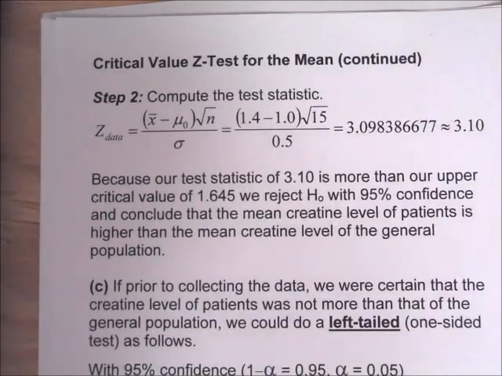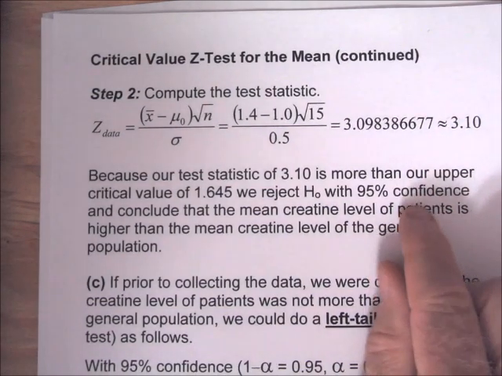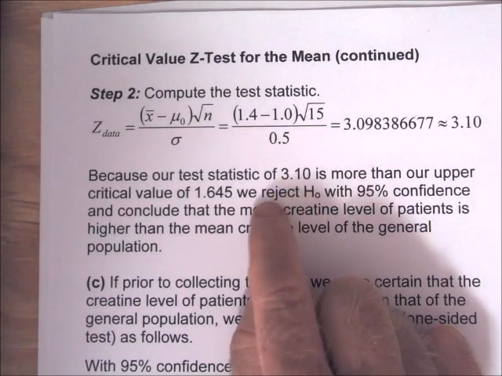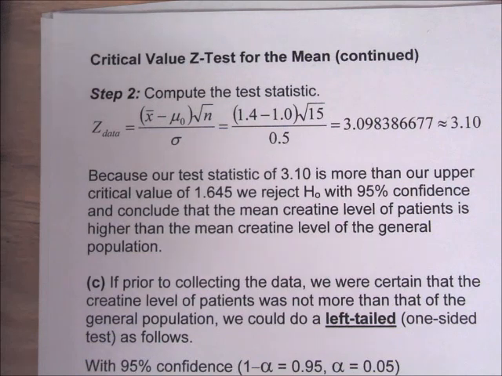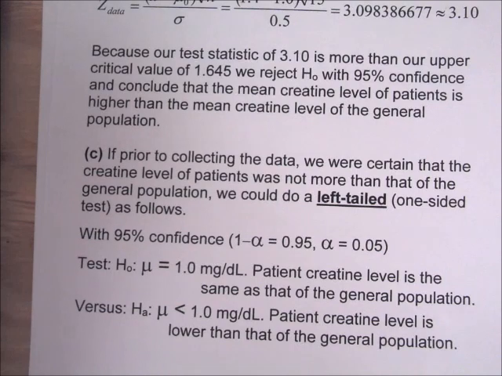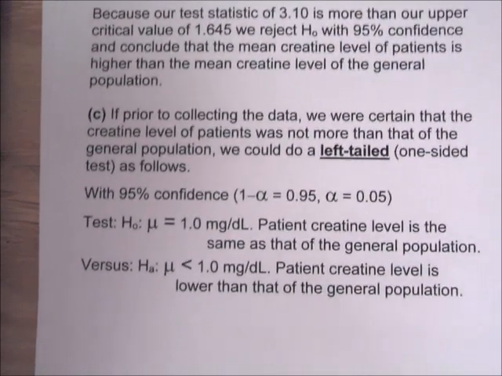The test statistic is the same as what we computed before. It's 3.10, and now there's an even greater discrepancy between our test statistic and the upper critical value. So we conclude even more emphatically that the creatine level of patients is higher than that of the general population. Part C, if prior to collecting the data we were certain that the creatine level of patients was not more than that of the general population, we could do a left-tailed test.